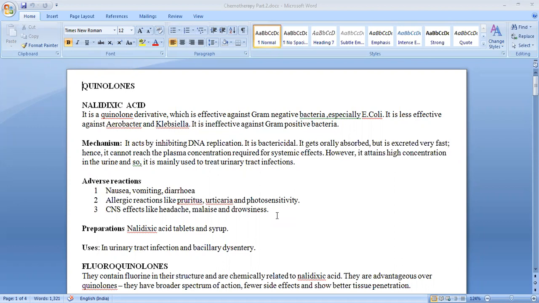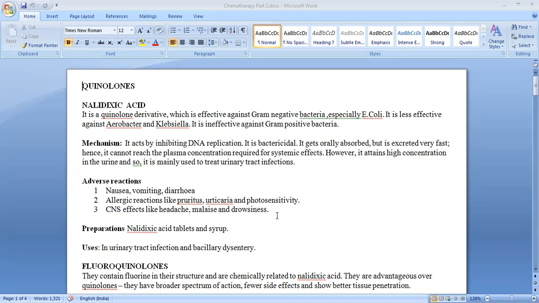One of the main compounds there, the oldest drugs, is nalidixic acid. Now this is effective especially against E. coli and other gram-negative bacteria. Okay, and it has absolutely no action, it is totally ineffective against gram-positive bacteria. Now, how does this drug act? It will inhibit the replication of DNA. You know that DNA replication has to take place for cell division and for further growth and multiplication of the organism. So if the DNA replication is inhibited, then it will have a bactericidal action.